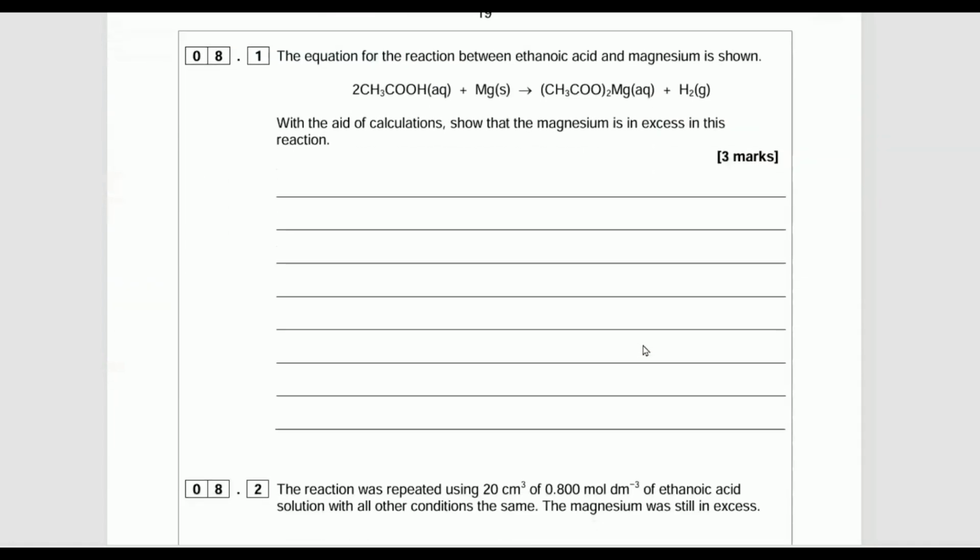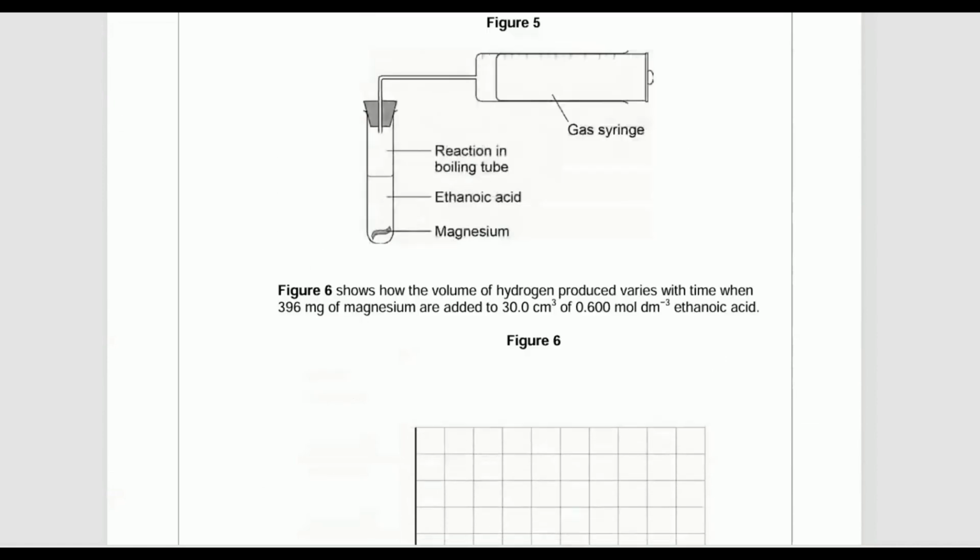Okay, 8.1, the equation for the reaction between ethanoic acid and magnesium is shown. We've got 2 moles, or 2 molecules, of ethanoic acid, aqueous, plus magnesium, solid, goes to magnesium ethanoate and hydrogen gas. With the AIDA calculations, show that magnesium is in excess in this reaction. So what I want to do is focus on those bits.